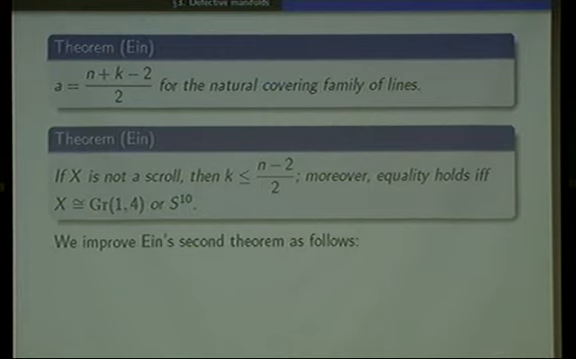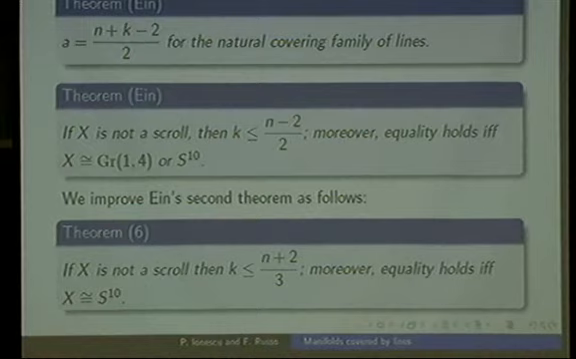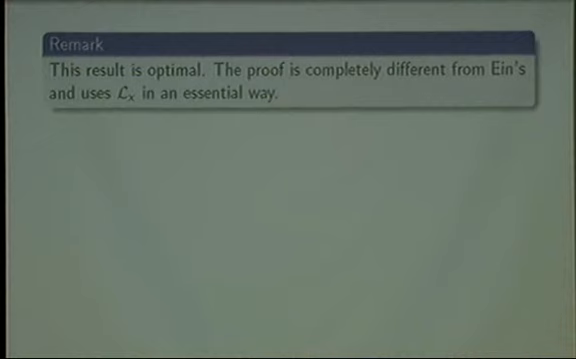Now we are able to improve it. So here, you may compare the bounds. And moreover, equality holds exactly for the... This result is optimal because it comes from a characterization of scrolls among all dual defective manifolds. So this is best possible.